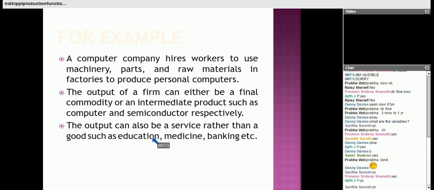Now here are some examples. You can just read them. Just read them quickly.